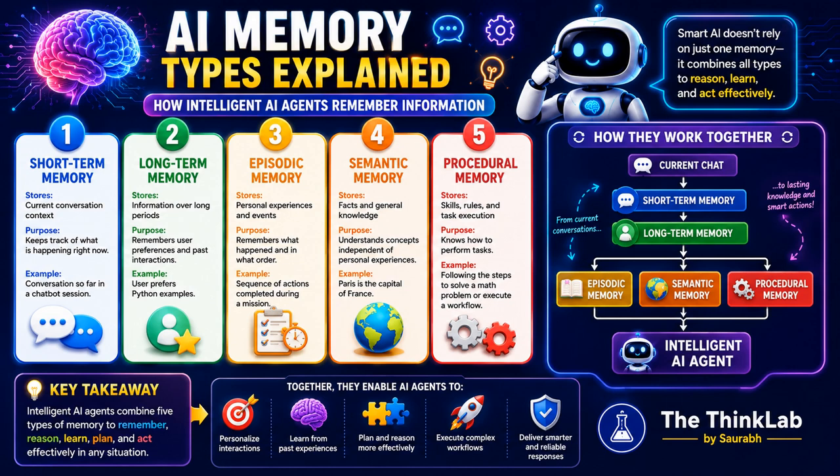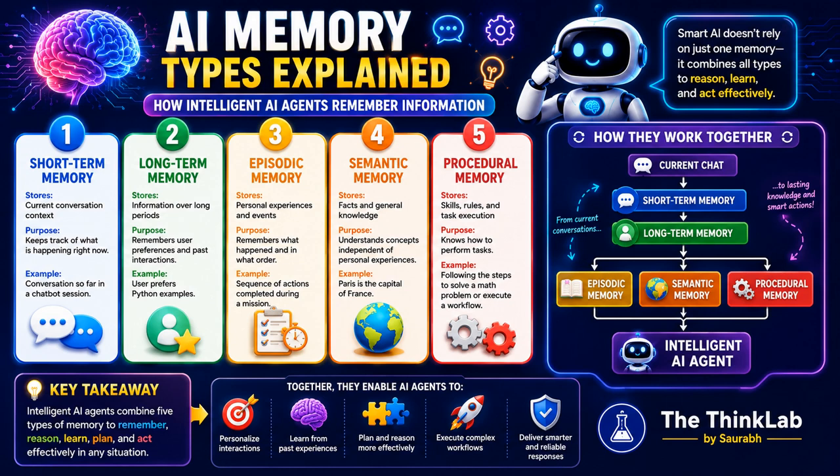The third one is episodic memory. So what do we mean by episodic memory? Episodic memory stores experiences and sequences of events. Instead of remembering only the facts, it remembers what happened, when it happened, and in what order.